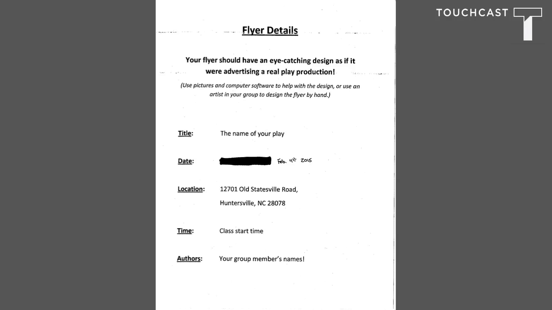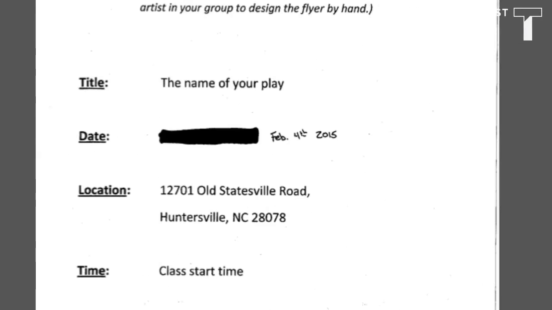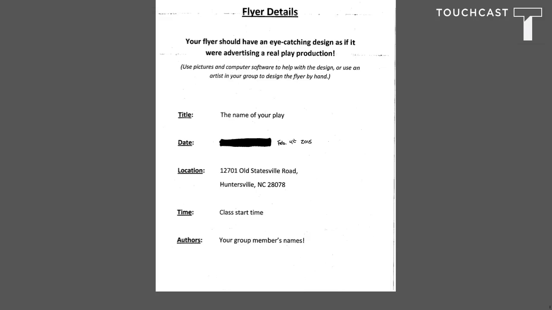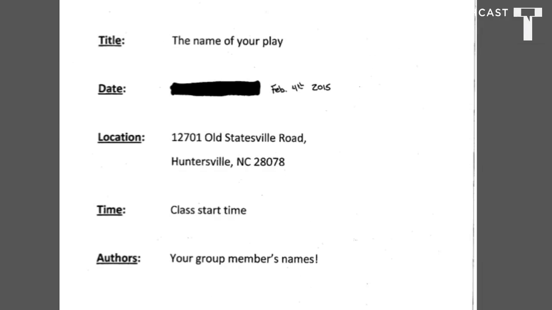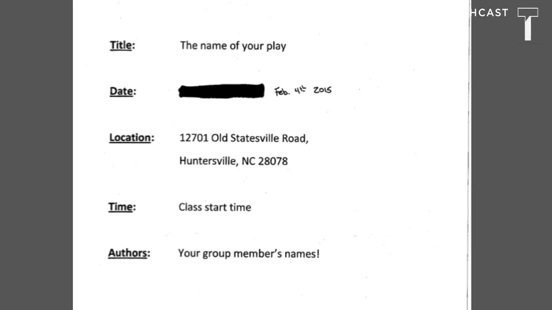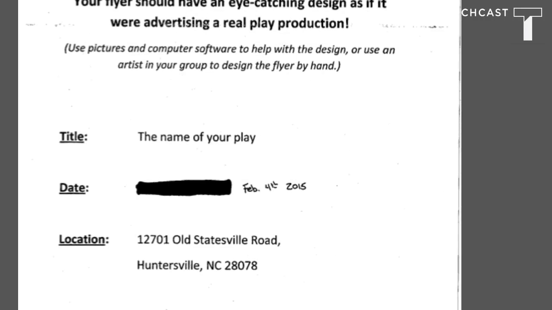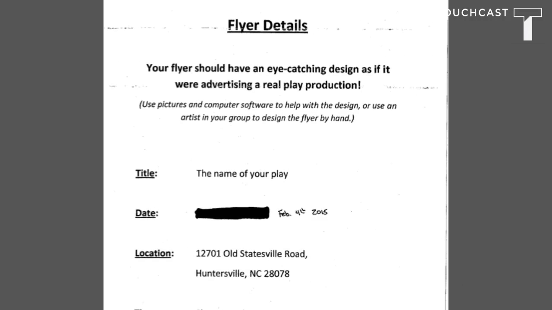Now, it doesn't have any order or sequence that you need. This is just the information that needs to be on there. The name of your play, February 4th is the actual date that you're going to be performing for me, the school address, because that's where you're going to be performing at, the start of your class time, and then the group members' names. That's you, because you are the authors. As you can see, I gave you a little description up top showing that the design needs to be used as an advertising tool.